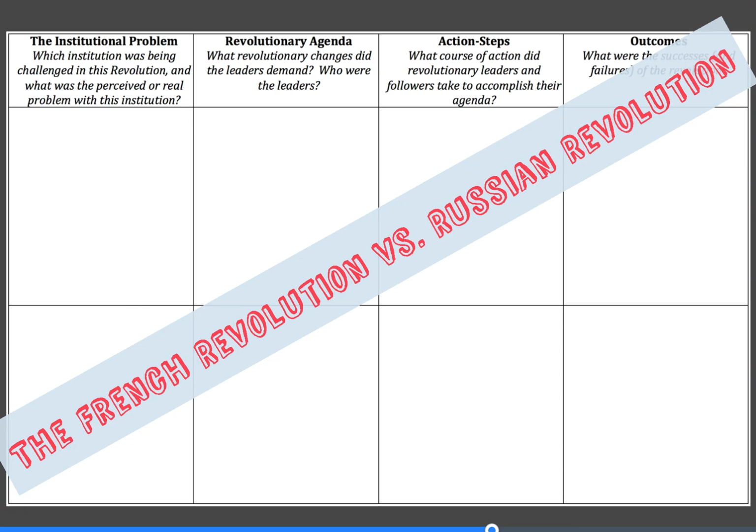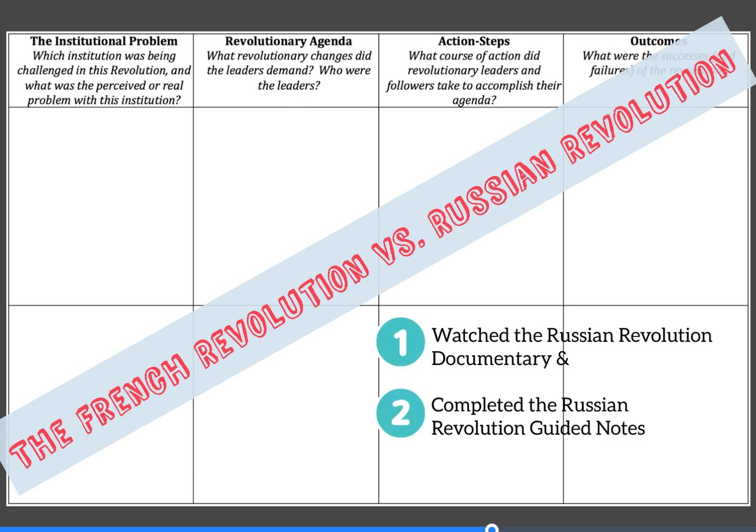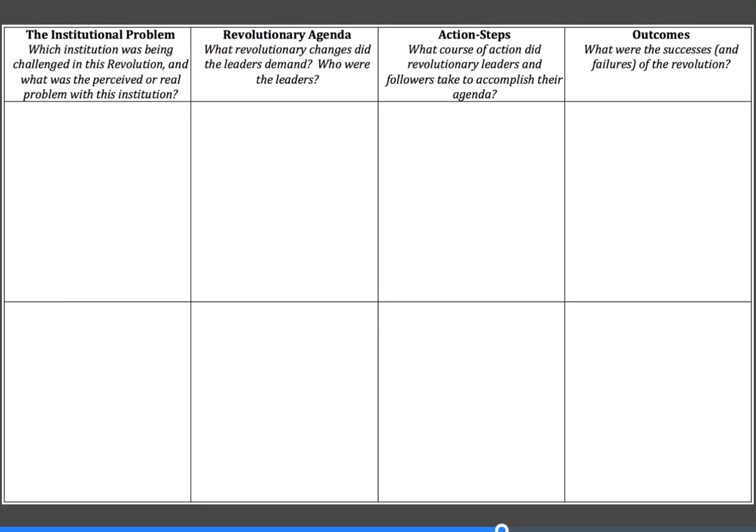We're halfway through the semester, and that means we're halfway to the final exam, so it's never too early to review. So hopefully this is also a really good review of the French Revolution and also helps you understand the Russian Revolution better. So I'm going to walk you through half of it, help you review the French Revolution, and then you're going to use these two resources, the Russian Revolution documentary notes and your guided notes from last night, to complete the bottom part of the chart with a little bit of help. So page 57 is where we're at.